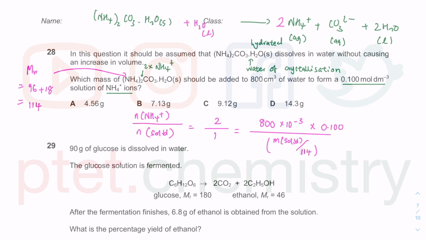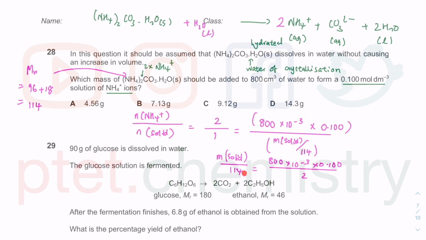Now multiply by concentration, because volume times concentration, this is in dm cubed, this is in mole per dm cubed. That will give me the actual mole of the solution. Now my unknown is at the bottom there, so I'm going to move up the solid. So the mass of the solid over 114 is going to be all that 800 times 10 to the minus 3 times 0.100. Don't forget, I'm going to move down the 2, so cross multiply, move down the 2 and move all of this up.